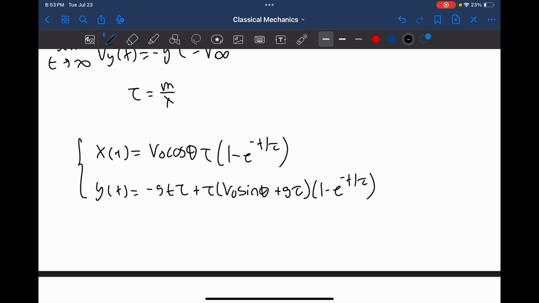And of course, you can go through and check yourself. All these terms have units of meters. I'll just check the first one here. We have g times tau, which we know has units of meters per second, times t, which is seconds. So this has units of meters.